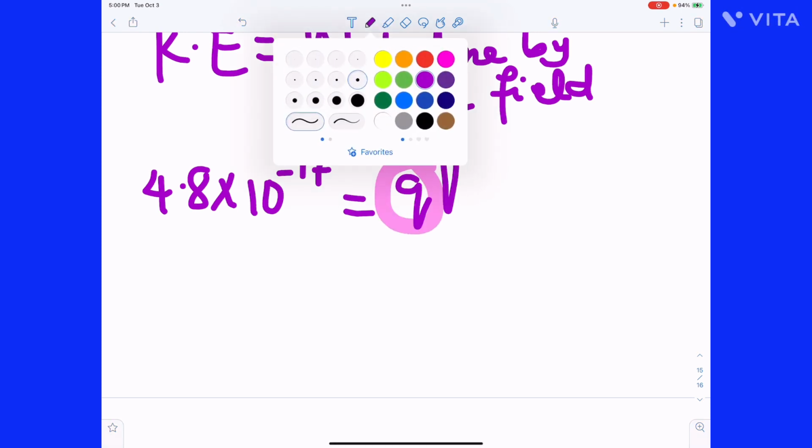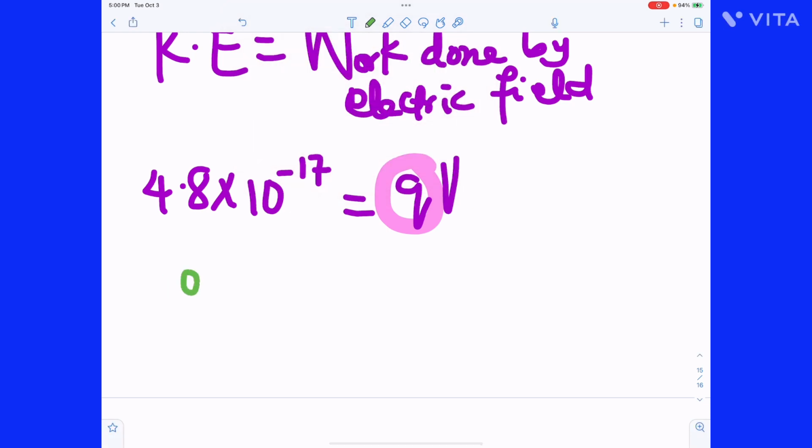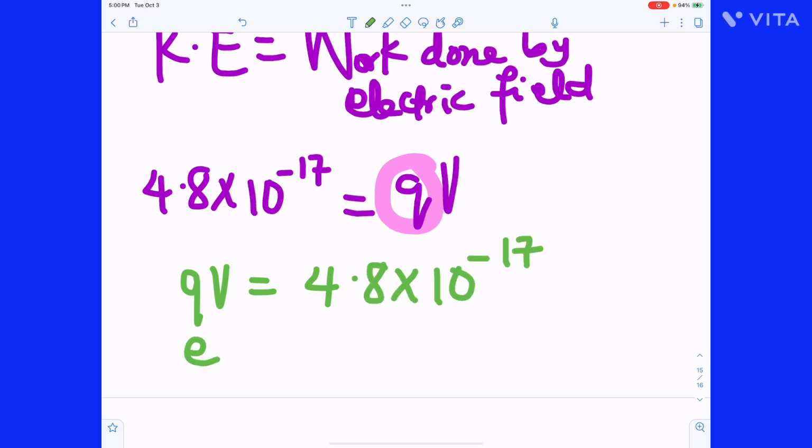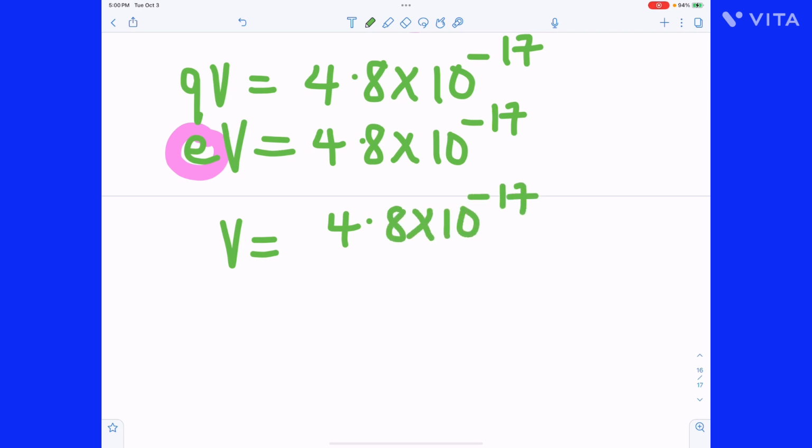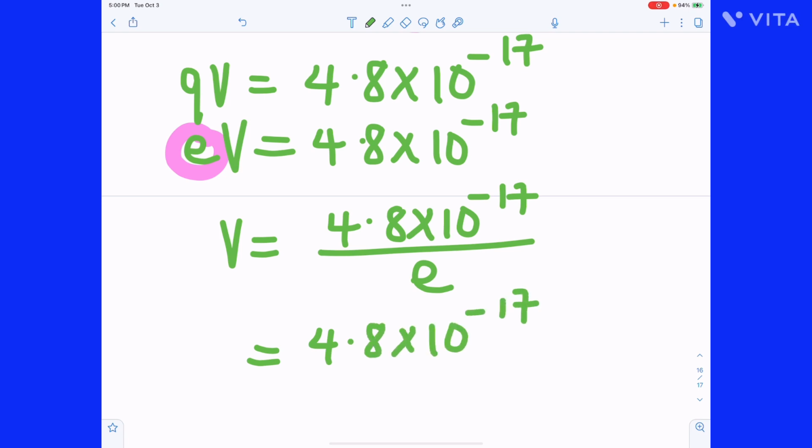So let's try and make things simpler now. We just say QV is 4.8 times 10 raised to power minus 17. Q is the charge of the electron, so I can use e for Q. I'll just say eV is equal to 4.8 times 10 raised to power minus 17. That gives me the potential difference is 4.8 times 10 raised to power minus 17 over e, and that's 4.8 times 10 raised to power minus 17 divided by 1.6 times 10 raised to power minus 19.